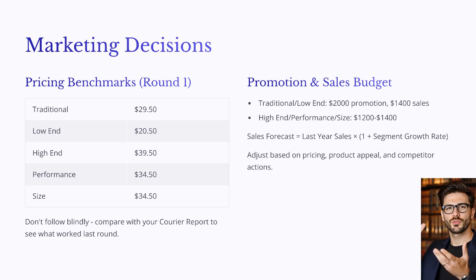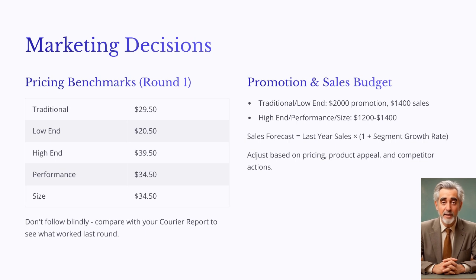Use Excel or Google Sheets to calculate your forecast like this. Sales forecast equals last year's sales times 1 plus segment growth rate, then adjust based on your pricing, product appeal, and competitor actions. Production planning: match demand, manage capacity. Production decisions are tied to your sales forecast.